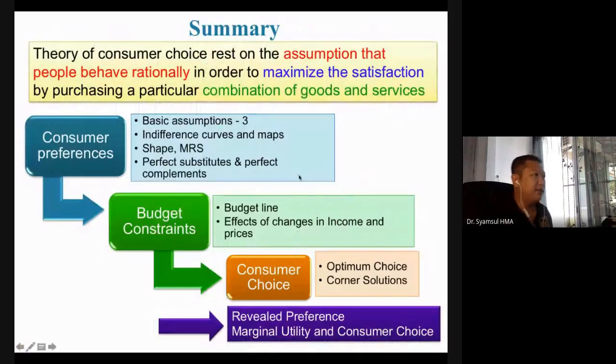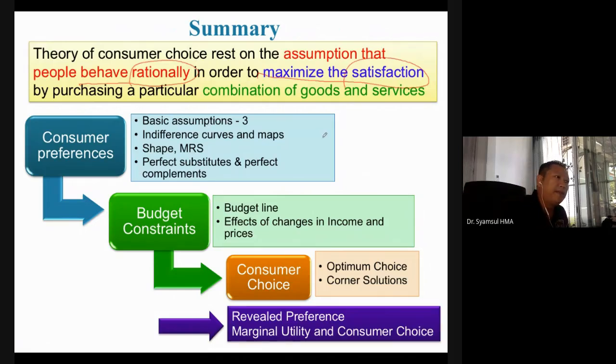Now, in summary, the theory of consumer choice rests on the assumption that people behave rationally. There are also people who are not rational, for example those with higher income who buy things that are not rational. But we have the assumption that people behave rationally, because they want to maximize satisfaction by purchasing a particular combination of goods and services.